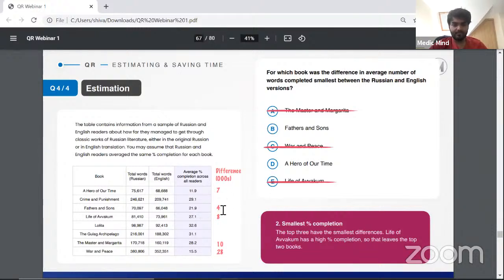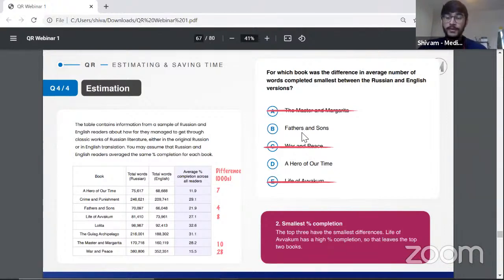Okay, so what we've basically done here, just to slow things down and really go step by step, is we've eliminated The Master and Margarita. We've got rid of War and Peace, and we've got rid of Life of Arseniev, just because we've eyeballed it and we can see that the percentages are a bit too large, or the difference is just too large. And what we seem to have come to is we're trying to now work out the difference between A Hero of Our Time and also Fathers and Sons. We're at a 50-50 stage here.